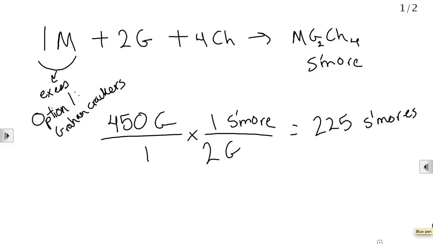Intuitively in your mind, if you have 450 crackers, and it takes 2 to make a s'more, then you get about half that many s'mores. See how I'm doing that? And what I did is use our little ratios here. So that's how many s'mores I can make off my crackers.